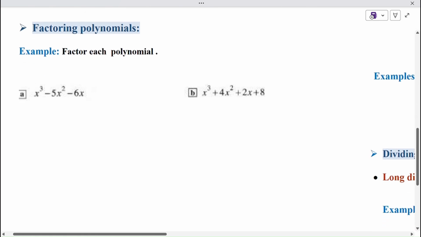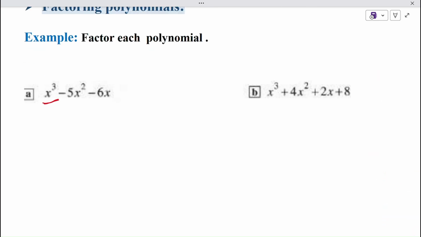In this example, we have x in all terms here. So just take out x to the power 1, then open the bracket. Divide all terms by x. x to the power 3 divided by x is equal to x to the power 2. Then write minus 5. x to the power 2 divided by x is equal to x, and minus x divided by x, you have to cancel it. So this is our factoring.